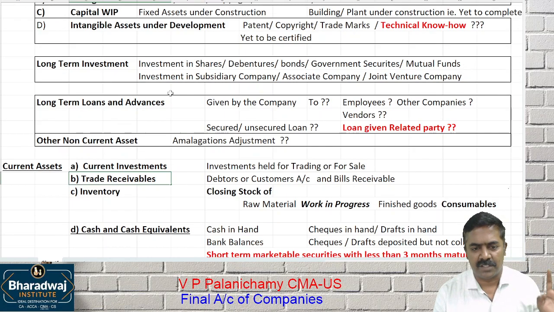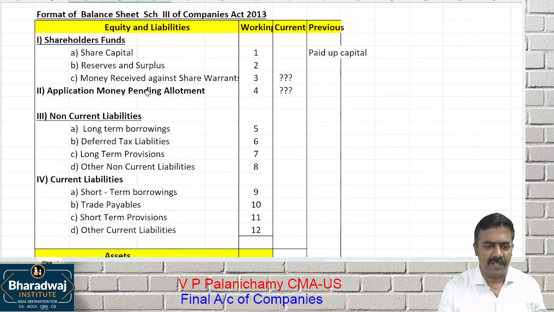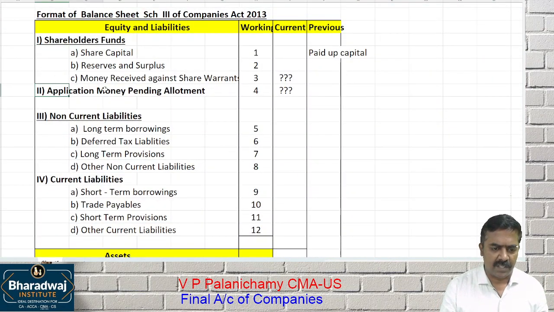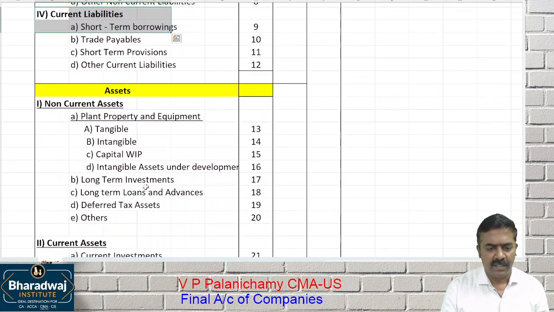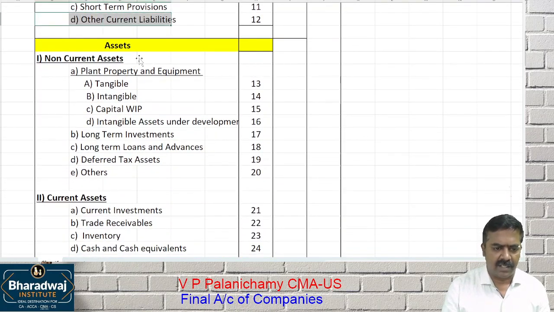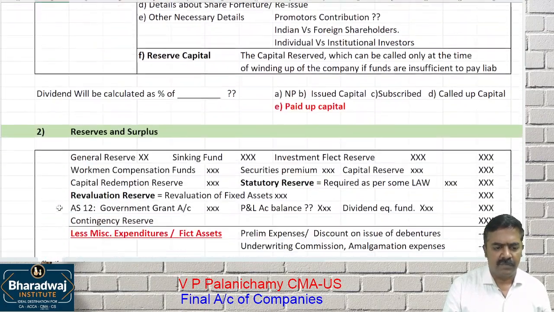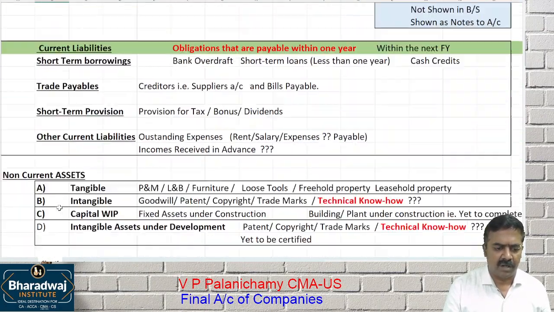Pay attention. Just a recollection. Liability, what is the major heading? Shareholders funds, application money pending allotment, non-current, and which one? Current liabilities. Okay, assets, non-current assets and which one? Current assets. We had seen detailed explanation for all these things.